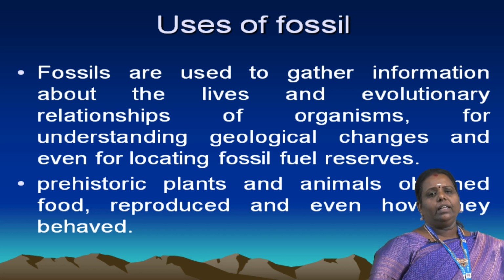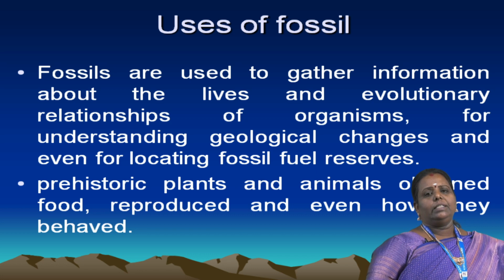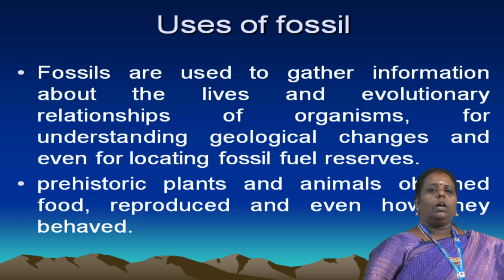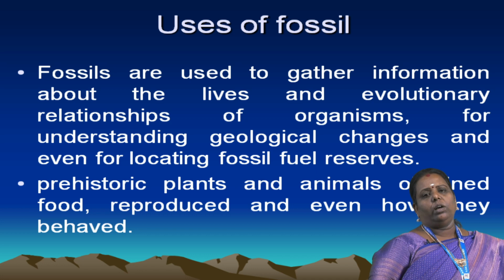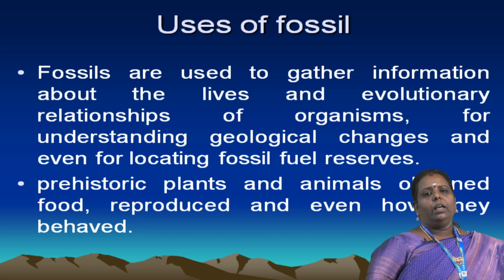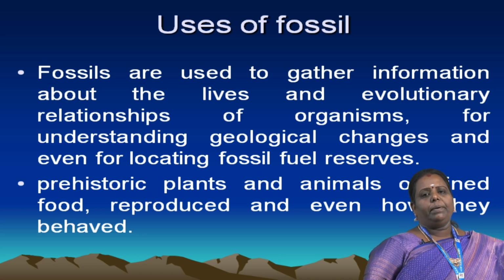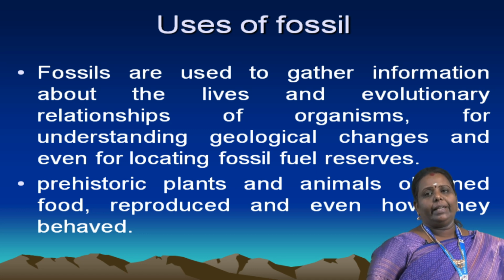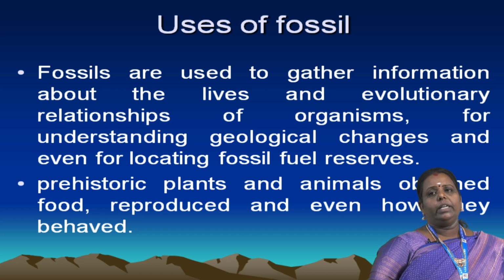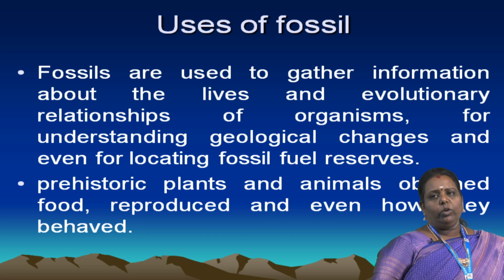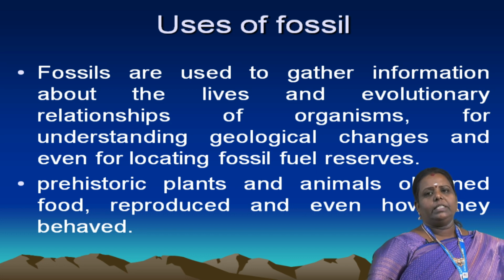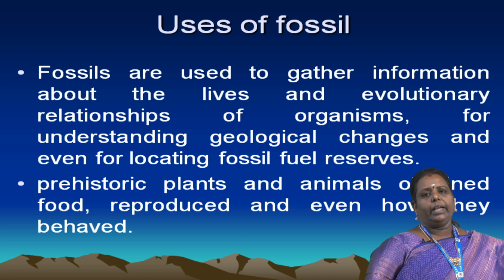What is the connecting link? The characters of two groups occur together; for example, one is a chordate and another is an arthropod, and that is called a connecting link. Both sets of characters occur. Another example is between reptile and bird, which is Archaeopteryx. That is one of the evolutionary relationships of organisms. We have to understand evolutionary relationships and geological changes, and even locating fossil fuel reserves, and all of that also uses identification of fossils.